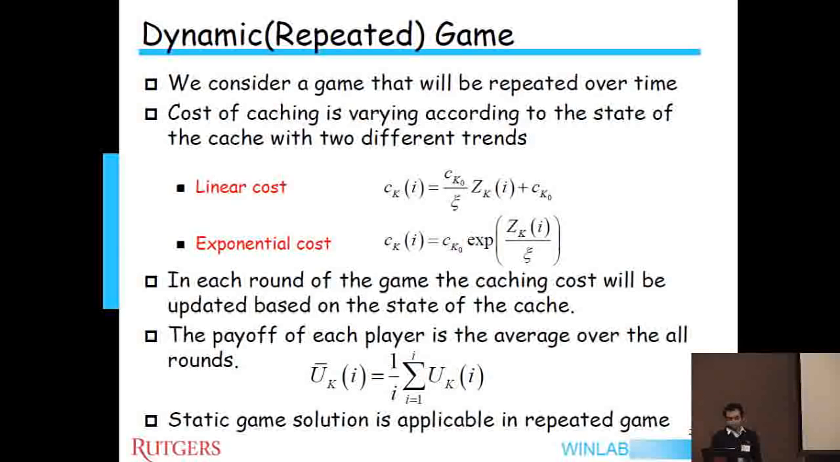And we start from the empty cache, and at the end of each round of the game, the caching cost will be updated based on the state of the cache, and the payoff for each player is the average over the rounds. And we note that all the results for a static game will be applicable for the repeated game also.